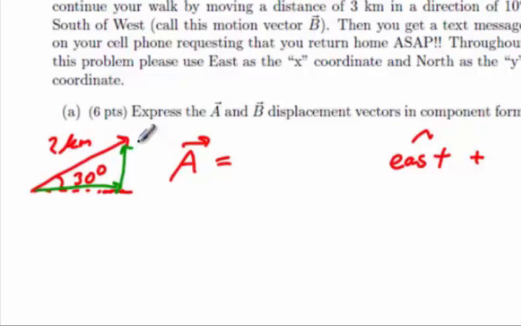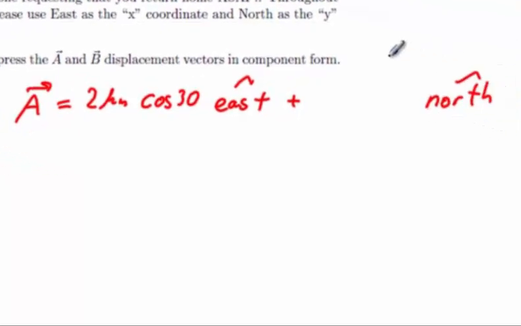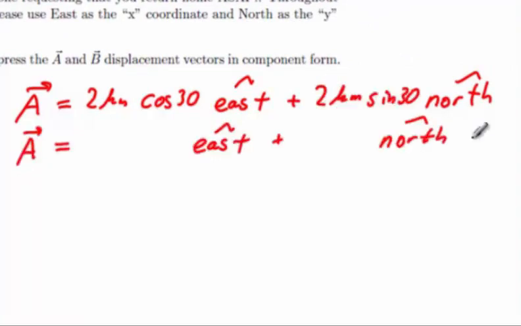The east component is the side adjacent to the 30 degrees, and therefore it will be 2 kilometers times the cosine of 30. And the north component is opposite to the 30 degrees, therefore that one will be 2 kilometers sine 30. We can simplify this by calculating out the sine and cosine, yielding 1.732 kilometers east and 1 kilometer north.